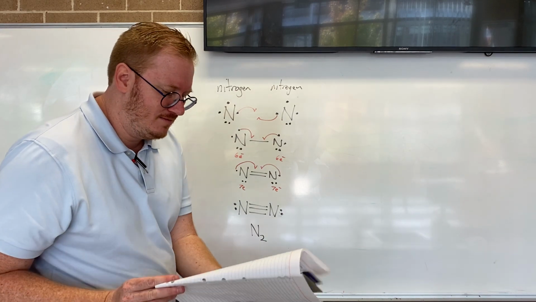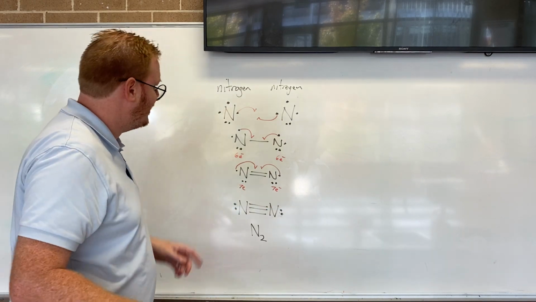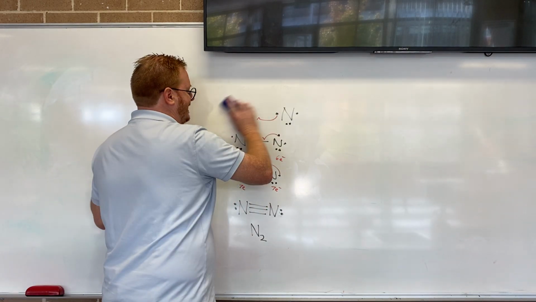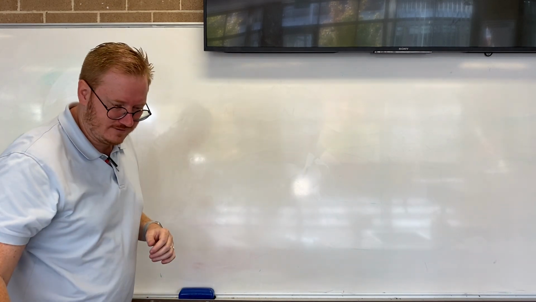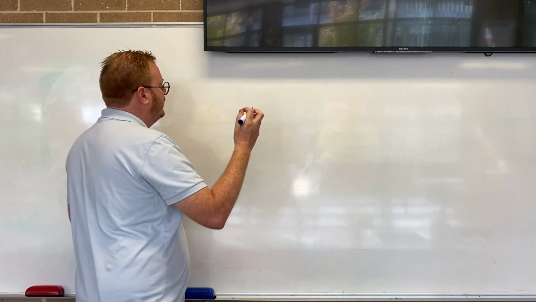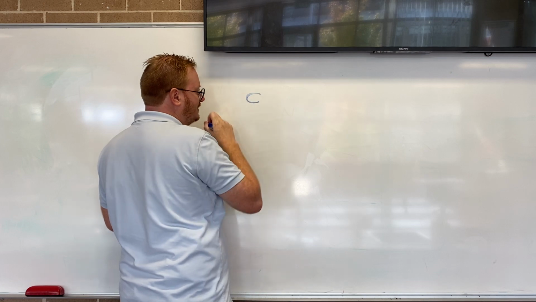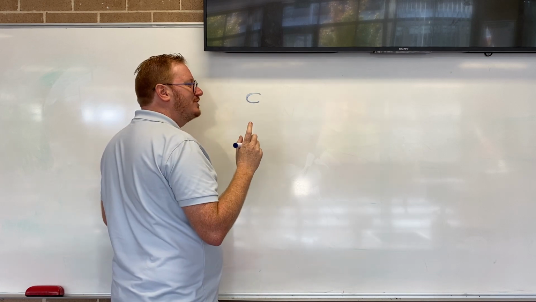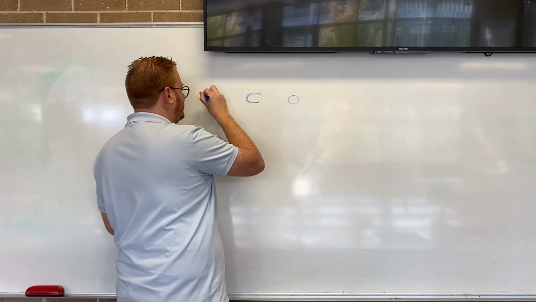Alright, I think I've got 1 or 2 more. Let's do something a bit different, with 3 atoms in there. Carbon dioxide. Carbon in the middle. Whenever you have 3 atoms, the more electropositive will be in the middle. Carbon, oxygen, and oxygen. Okay?